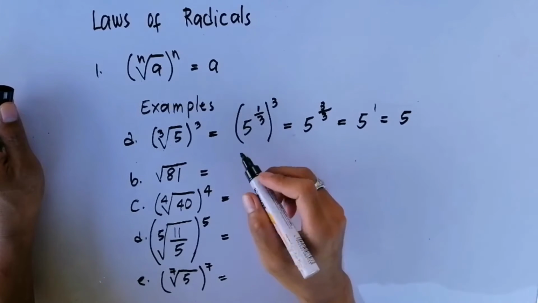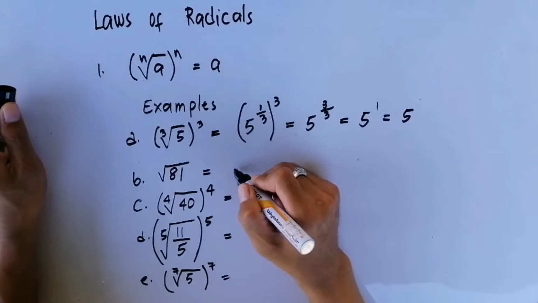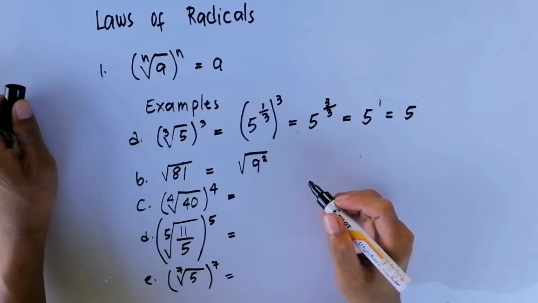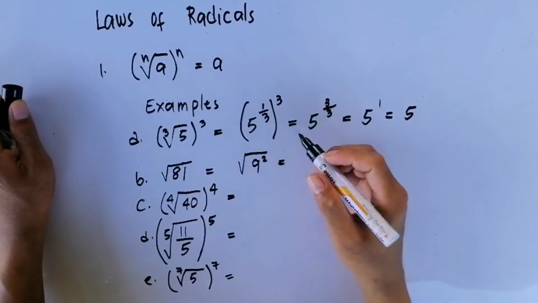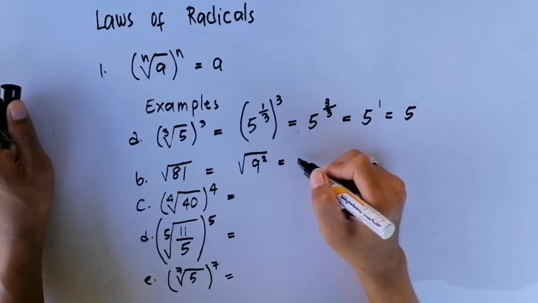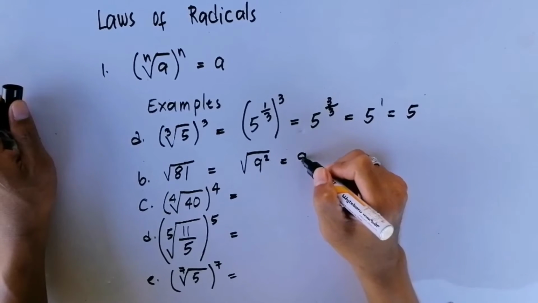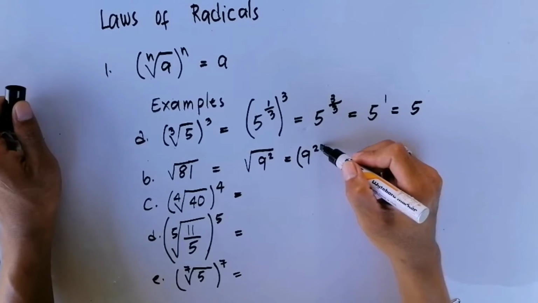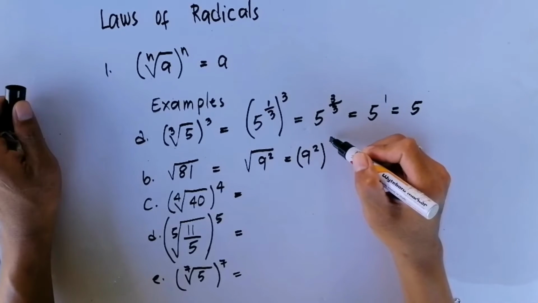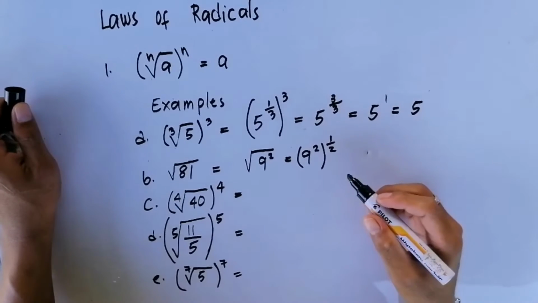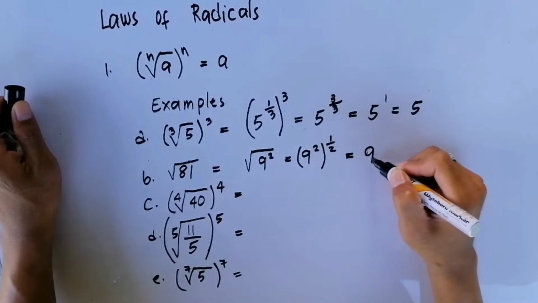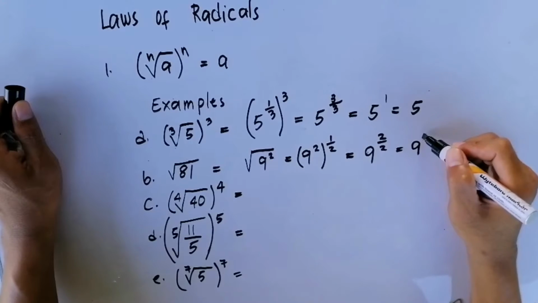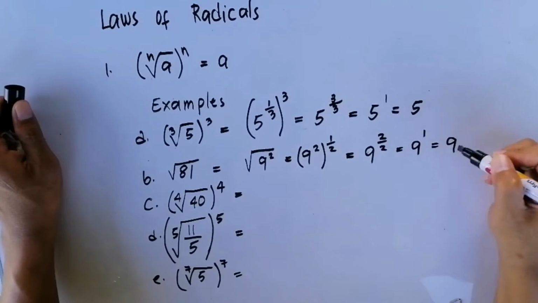For B, the square root of 81. So that is the square root of 9 squared. That is equal to 9 squared raised to 1/2, equals 9 raised to 2 over 2. So that is equal to 9 raised to 1, or simply equal to 9.